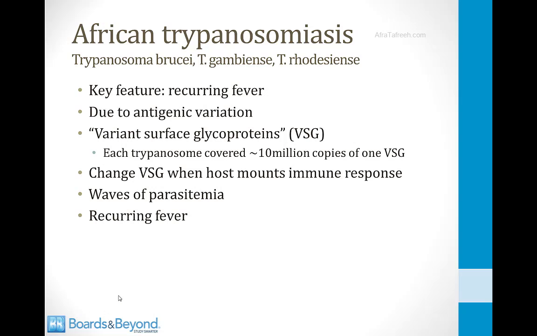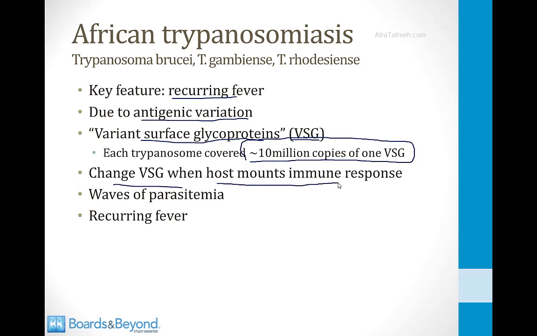A key feature of African sleeping sickness is recurring fever, and this is due to antigenic variation. There are glycoproteins on the surface of these trypanosomes called variant surface glycoproteins, or VSGs, and each trypanosome is covered with about 10 million copies of one single VSG. And the trypanosome will change the VSG whenever the host mounts an immune response. This will result in waves of parasitemia. The immune system will control the infection, then the VSG will change, and then the parasite will grow, and this results in recurring fever. And this antigenic variation in recurring fever is the high-yield feature of trypanosomiasis to know about for your boards.